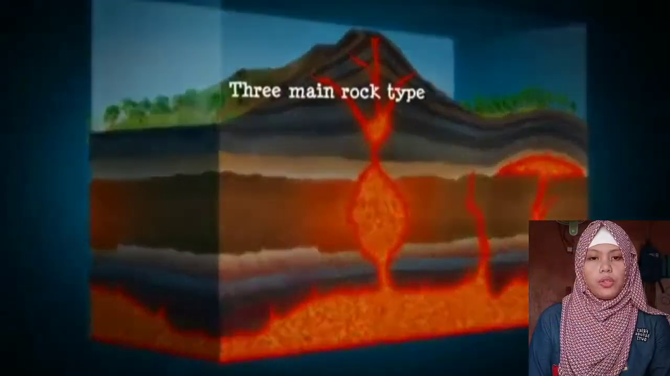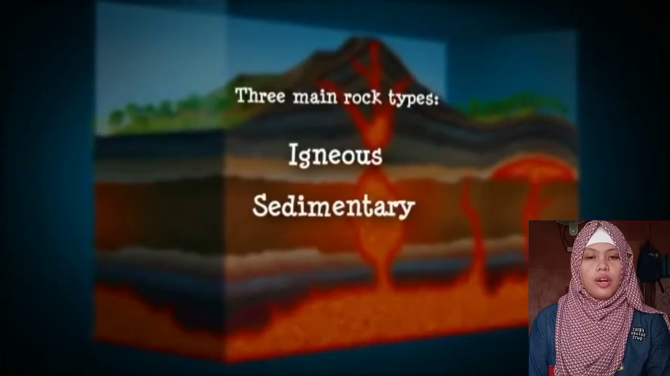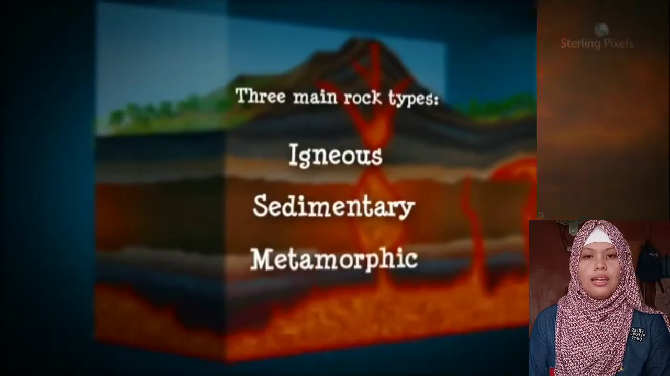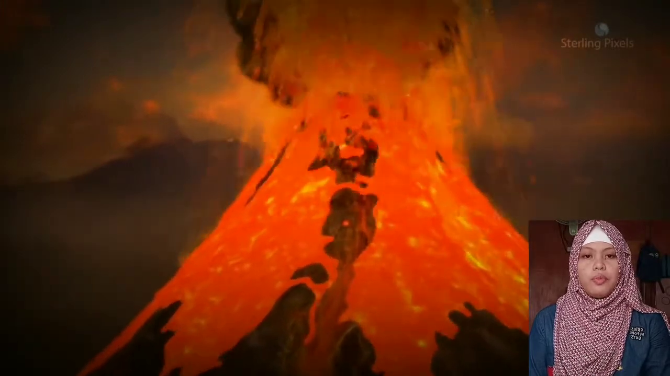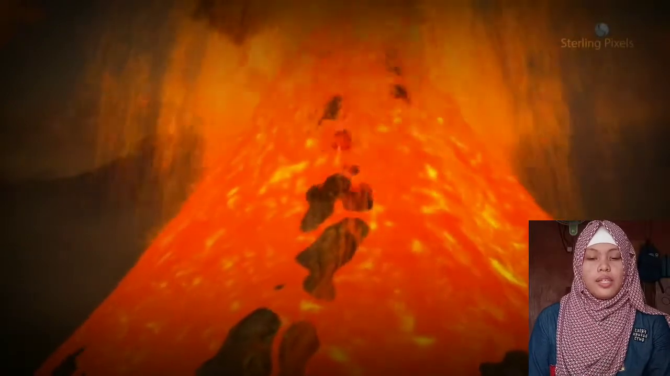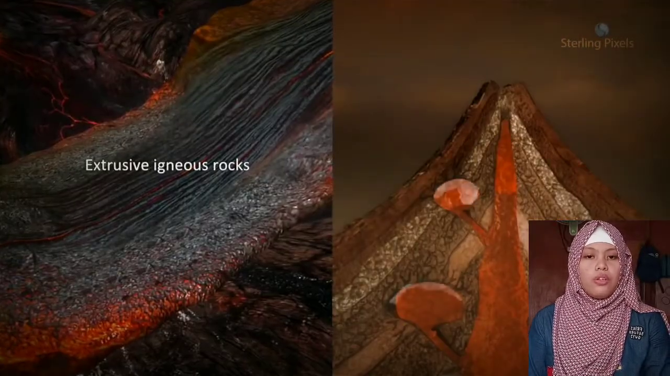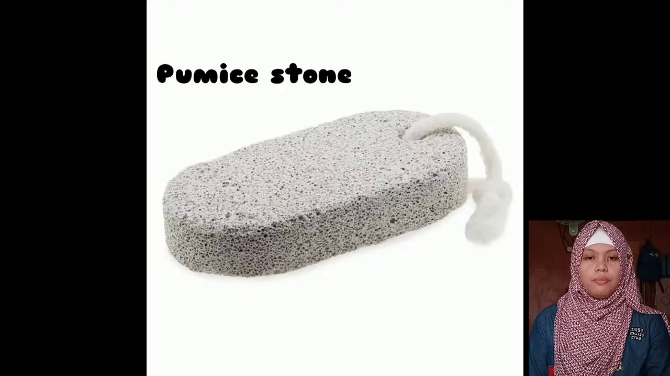Next, I also learned that rocks can be classified into igneous, sedimentary, and metamorphic rocks, and how these three are formed. Igneous rocks are formed by the cooling and solidification of magma. These rocks can be classified into two: intrusive and extrusive rocks. An example of igneous rock is pumice stone.